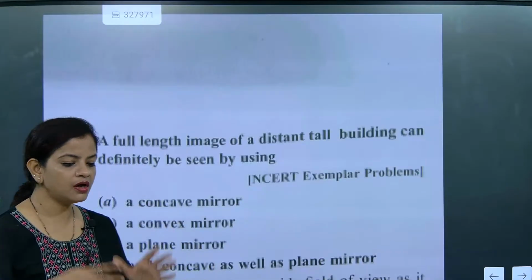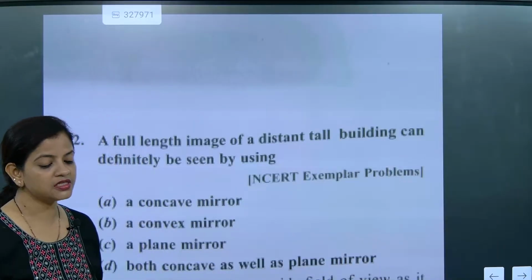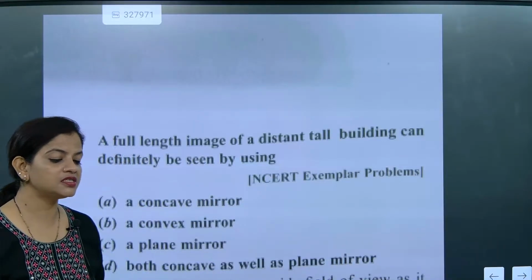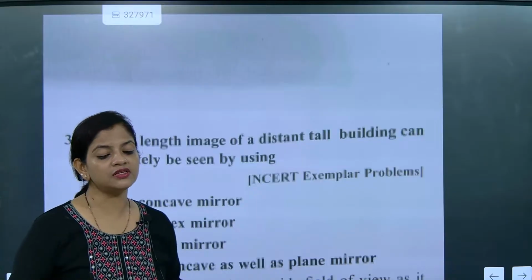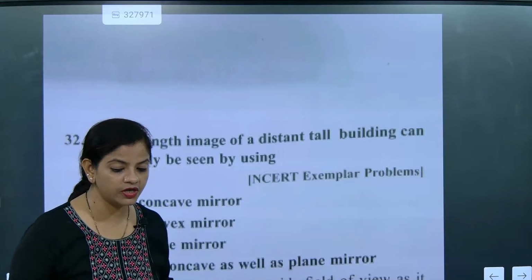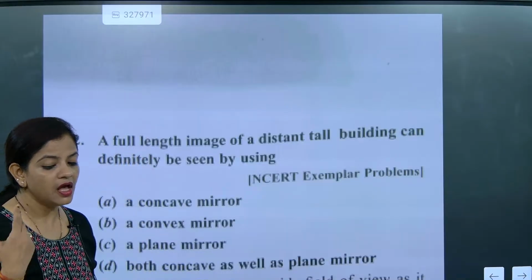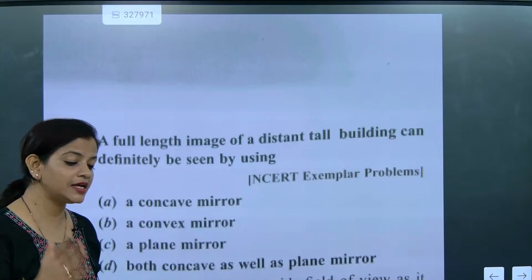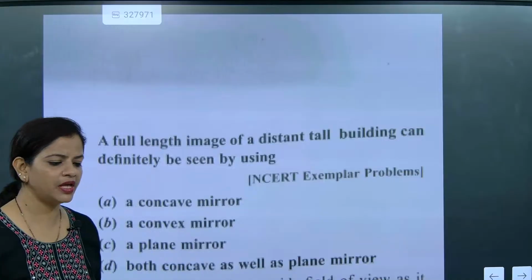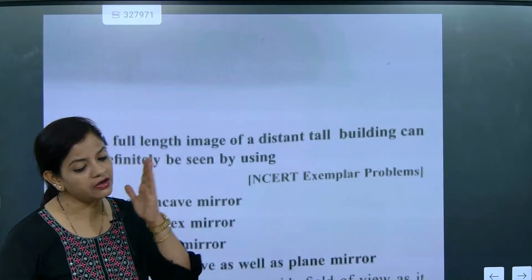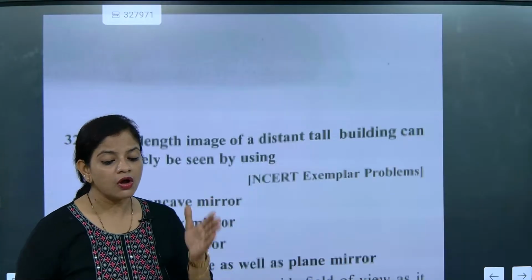See, we want a clear picture and we want a complete picture. You know that concave mirrors are converging, convex mirrors are diverging. Understood? In a concave mirror, most of the time the image obtained is real and inverted. Magnification depends on where the object is kept. At the center of curvature, the image distance will be equal to the object distance. This I am talking about concave.